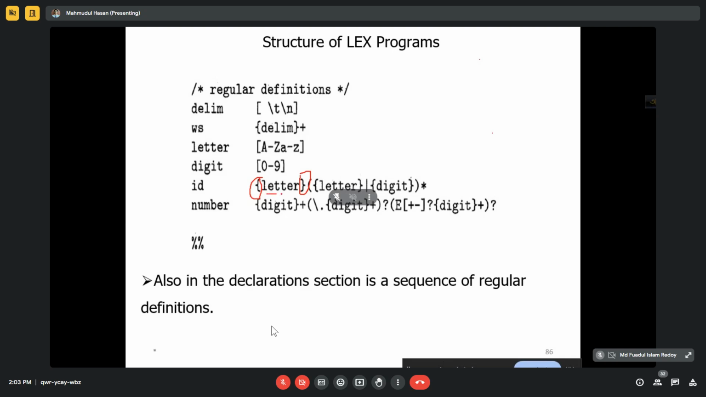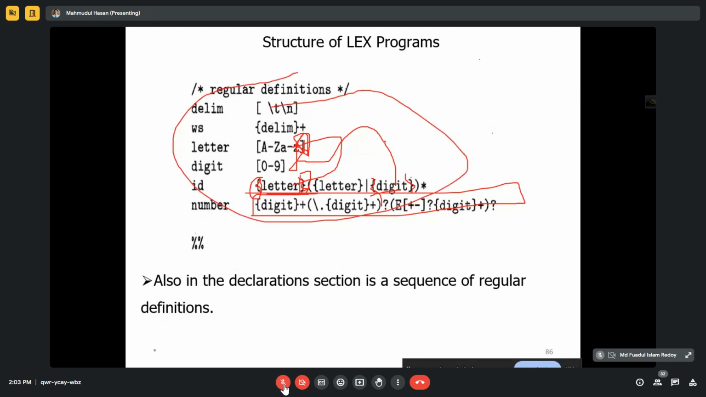So this letter is defined previously here. Right? That's why we need to put the brackets. If you don't, sometimes the Lex compiler shows an error. Like digit is also defined here, so you need to put brackets there too. Got it? It's almost the same, just with the new brackets. Okay, so our declaration section is done.